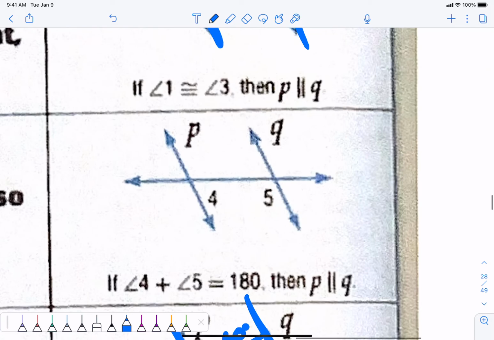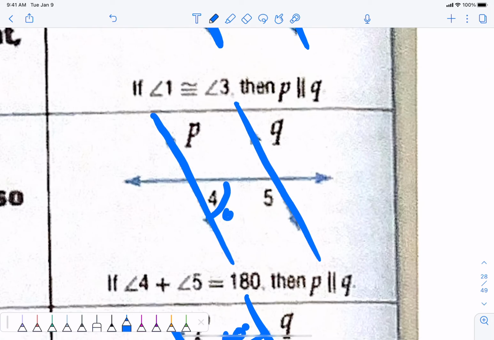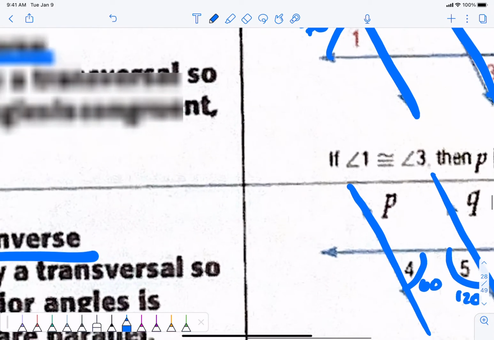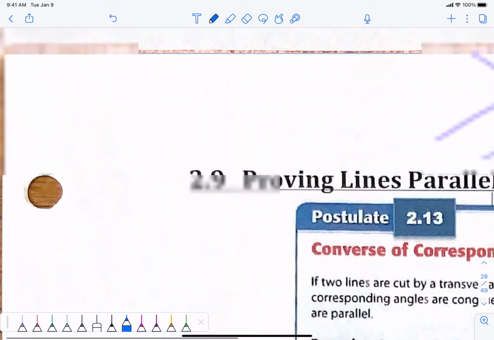Now let's go up to the middle one. We don't know that these two lines are parallel, but we have angle 4, let's say, is 60, and angle 5 is 120. Those aren't the same, right? But with consecutive interior, they're not the same. They have to add up to be 180, and those do add up to be 180, so do those two lines have to be parallel? Yes. So that's kind of just saying the opposite of what we already know, okay?